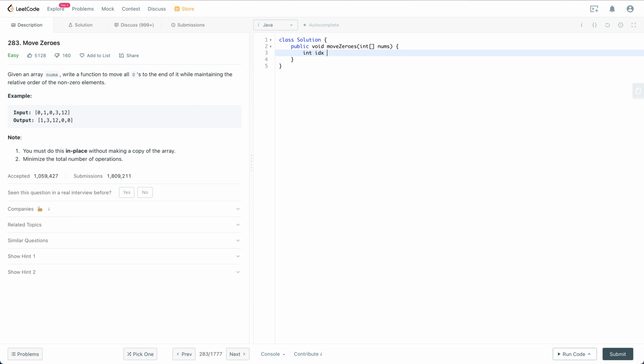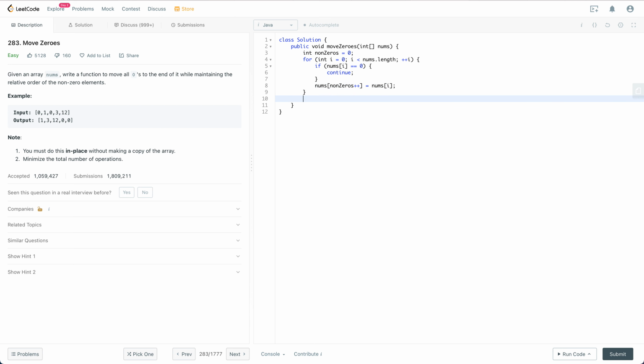So let's say we have index, or we just call it count non-zeros, equal to 0. Then we loop: int i = 0; i < nums.length; i++. If nums[i] is equal to 0, then we just continue. Otherwise, what we are going to do is set nums[nonZeros] plus equal to nums[i].